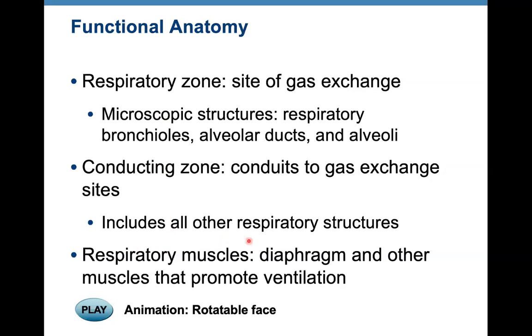The respiratory muscles will include the diaphragm, as well as your intercostal muscles. You have internal and external intercostals, and they'll both play a role in breathing. However, the primary muscle involved in breathing is going to be the diaphragm. If you have paralysis of the diaphragm, you will not be able to breathe. This muscle is absolutely necessary and must be active for breathing to occur.